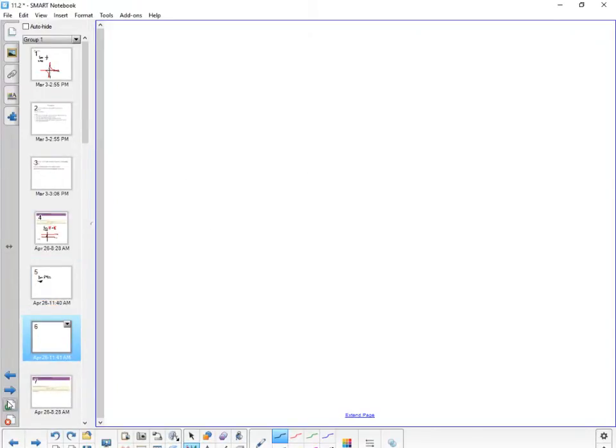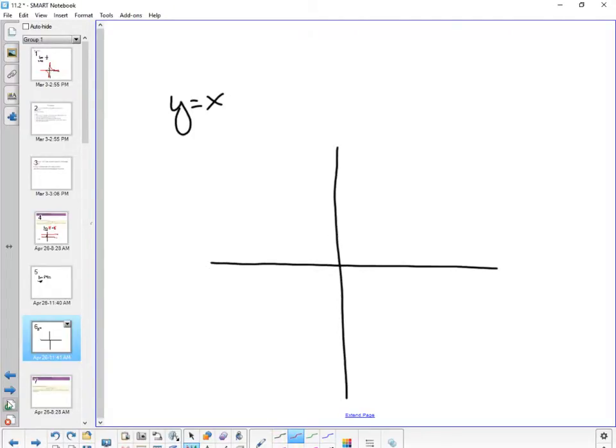Okay. Do you guys remember the identity function? Anybody remember the identity function? Anything times 1 is itself. That's the identity property. But we're looking for the function. I think you guys probably saw this back in 7th grade, maybe 8th grade. It's the simple function y equals x. Y equals x is called the identity function. It's like a parent function.